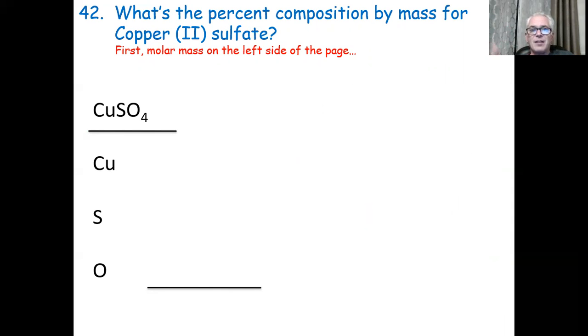What is the percent that's copper? What is the percent that's sulfur? And what is the percent that's oxygen? I'll give you a moment. You should hit pause. I'm not going to wait too long. Hit pause if you have to.